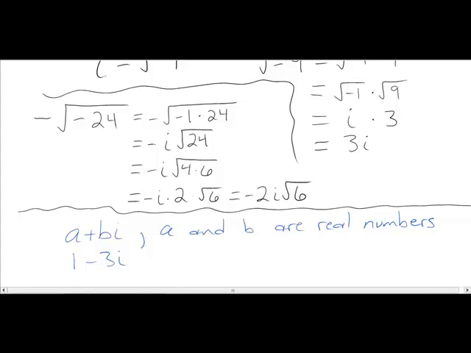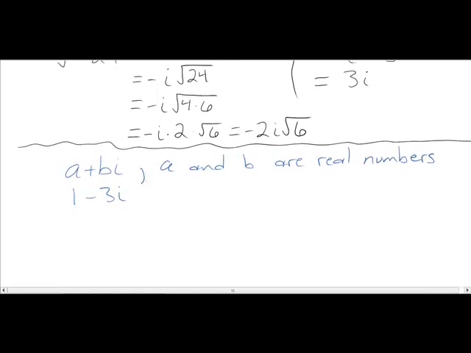Now, that isn't to say that it'll always have a real part. For instance, just like 5i. Well, that's an imaginary number, but it also can be thought of as a complex number with the real part being 0. We never write 0 plus 5i, but that's what we mean.